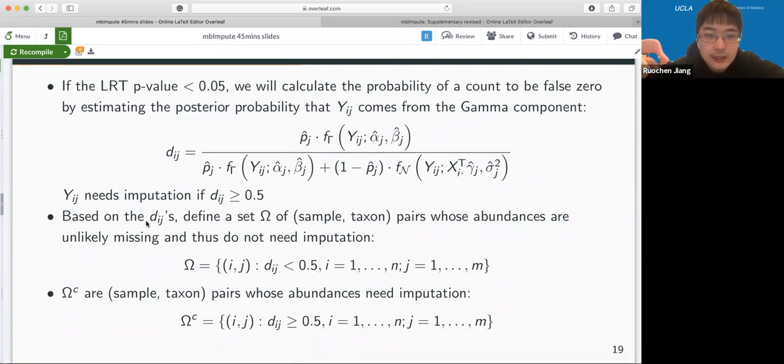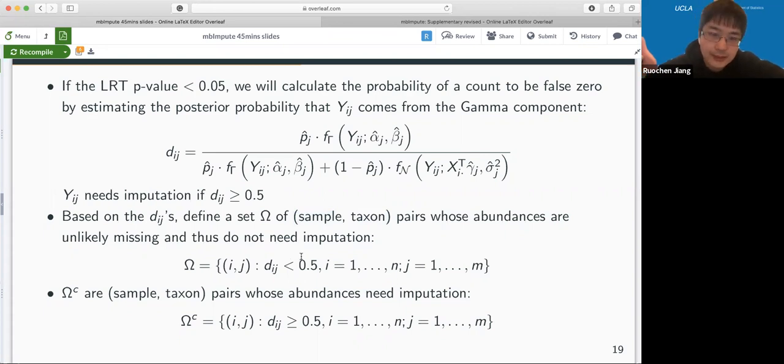And based on the Dij's, we define a set omega of sample taxon pairs. Here the sample taxon pairs, you can think of as just the two indices in a matrix, I and J. If you recall, in our matrix, the rows are samples and the columns are taxa. So one Ij is one entry in the matrix.